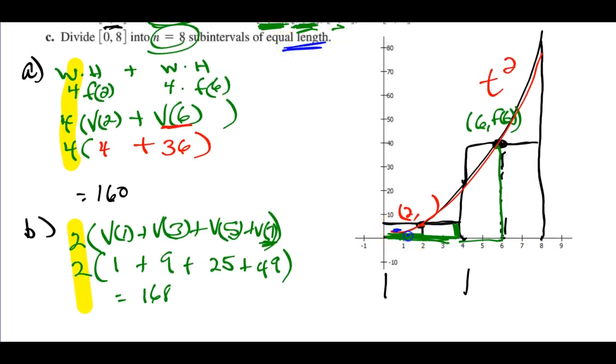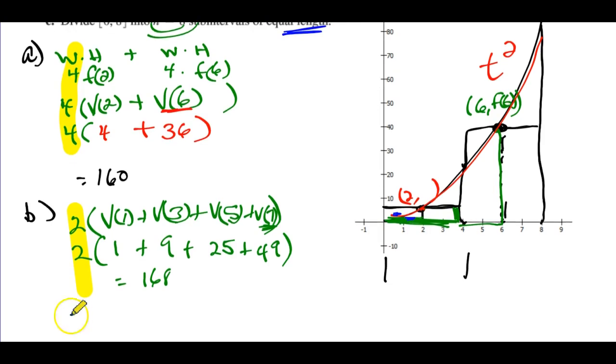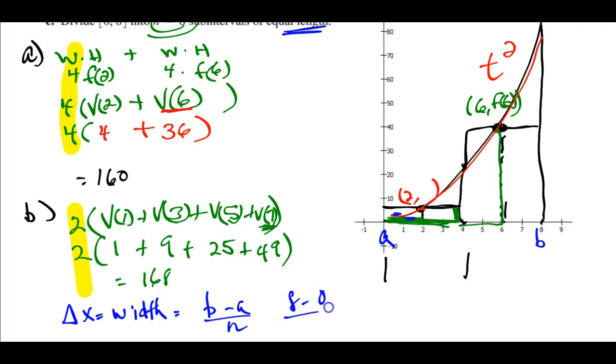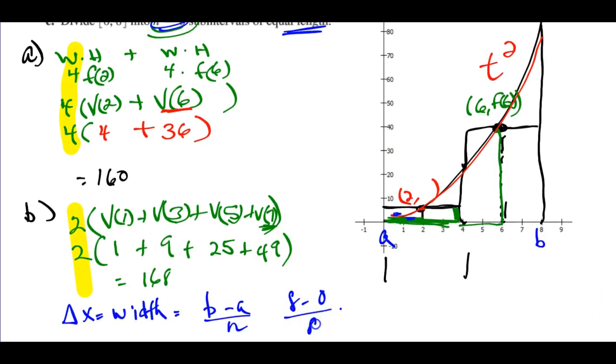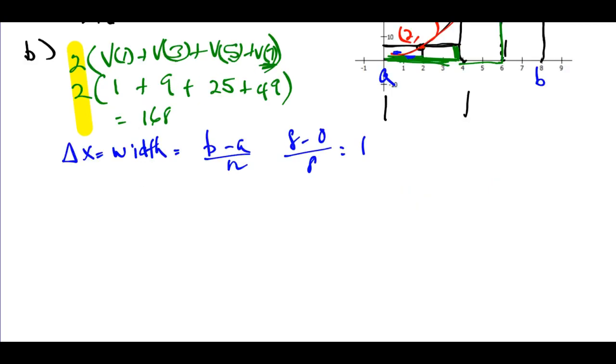That means that they're all lengths of 1s. So delta x is what I'm going to start using for the notation of the width. And it's going to be defined as b minus a over n, where b, here's your a, here's your b, so it's 8 minus 0 over, and then n would be the number of subintervals. They tell me that n is 8. So 8, so you can see delta x, which just means the width of each rectangle, in this case is just 1 for part C.